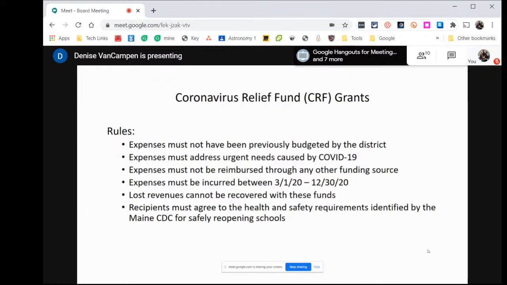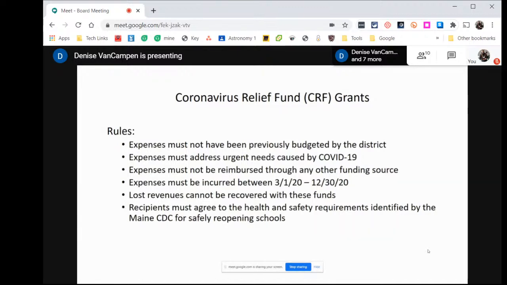The Coronavirus Relief Fund is money that the governor received, and she decided to issue it to schools to help them in their startup and getting back up and running. The rules of the road are that anything paid for by this grant can't previously have been budgeted. It needs to address urgent needs caused by COVID. The expenses cannot be reimbursed through any other funding source. The expenses must be incurred between March 1st of 2020 and December 30th of 2020.